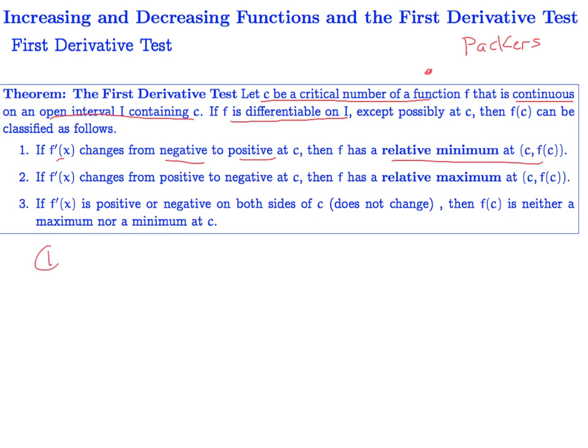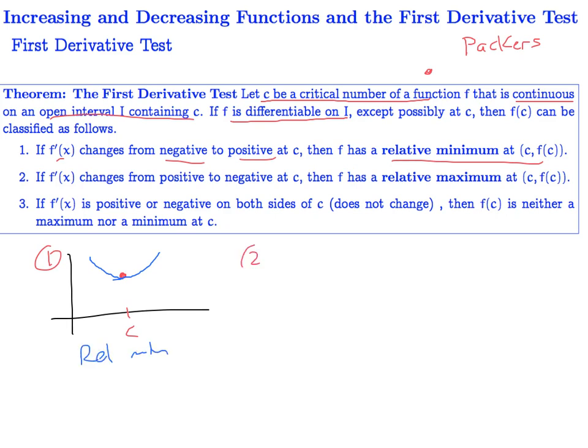So let's think about what this says. Part 1 says we're going along. We have this point C here. It's at least defined in our function because it's continuous through there. It might not be differentiable, but what we've got is our derivative changing from negative to positive. So that means in our function, we're coming down here. We've got a negative derivative. We change to a positive derivative. Well, what does that mean? That really does look like a relative minimum here of our function.